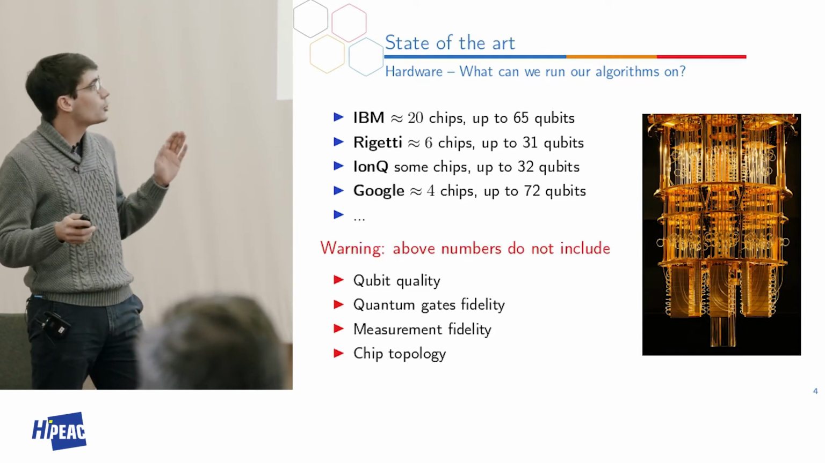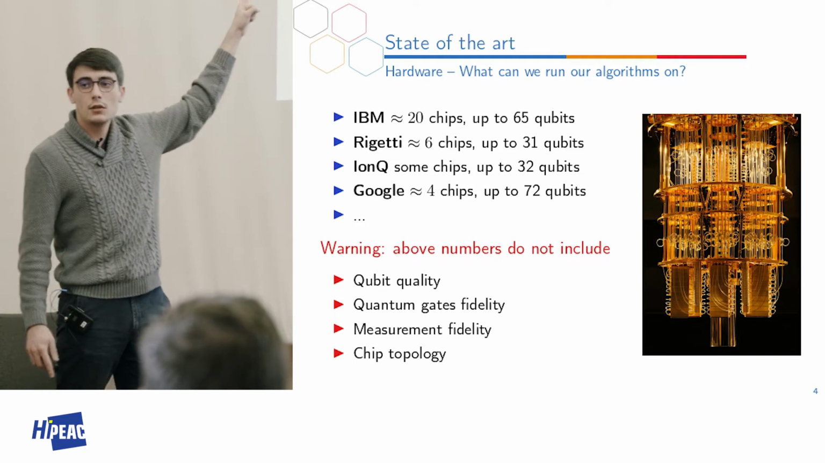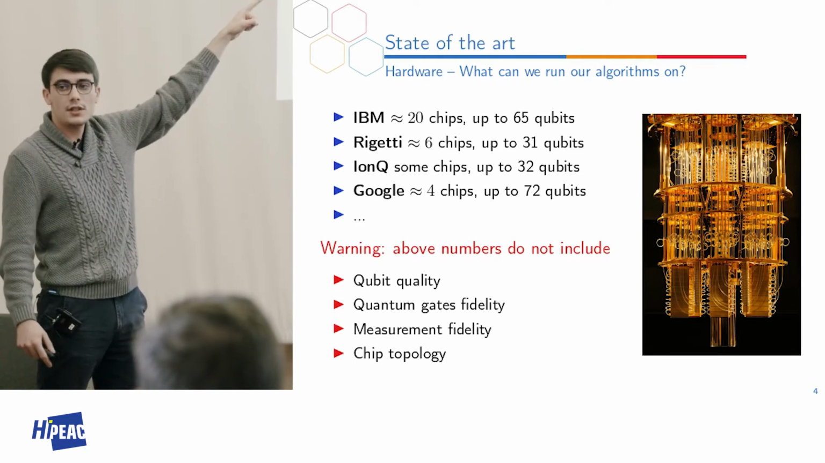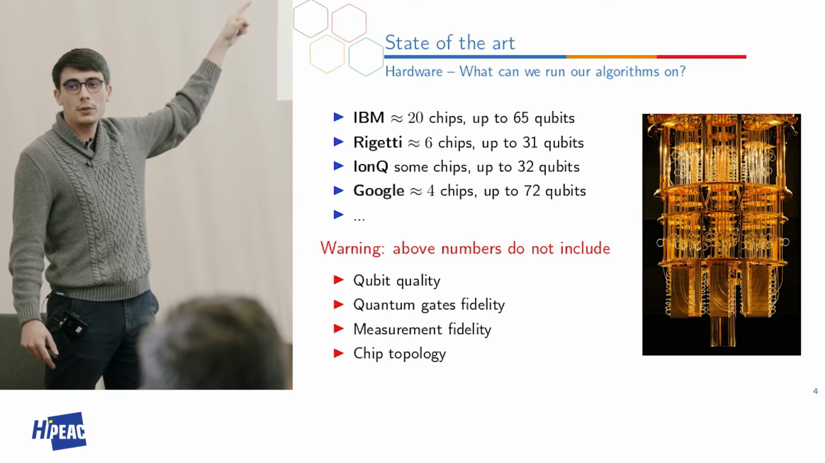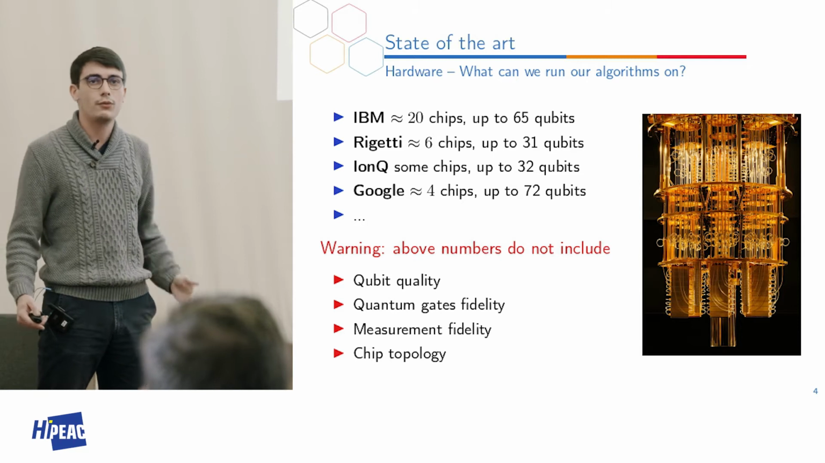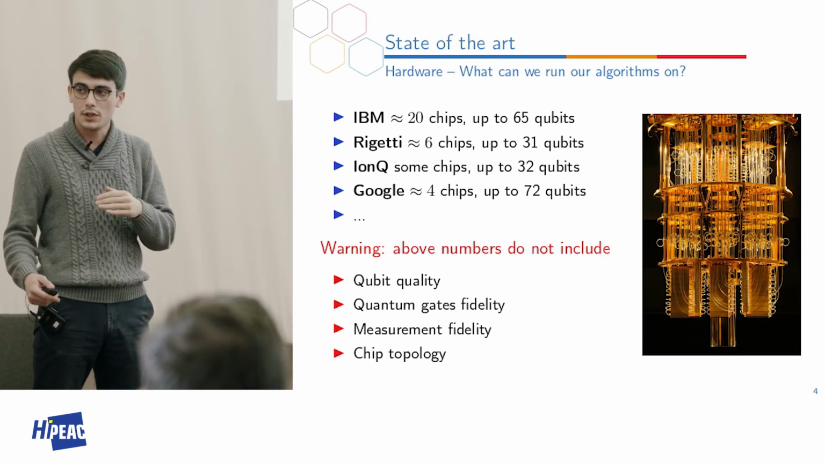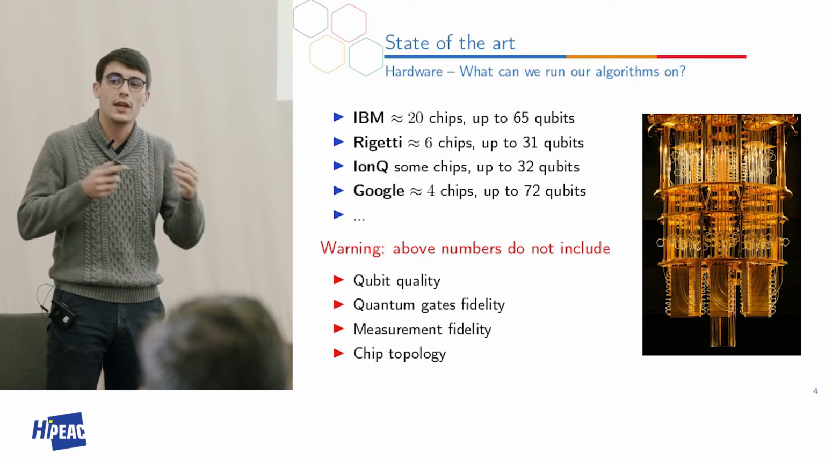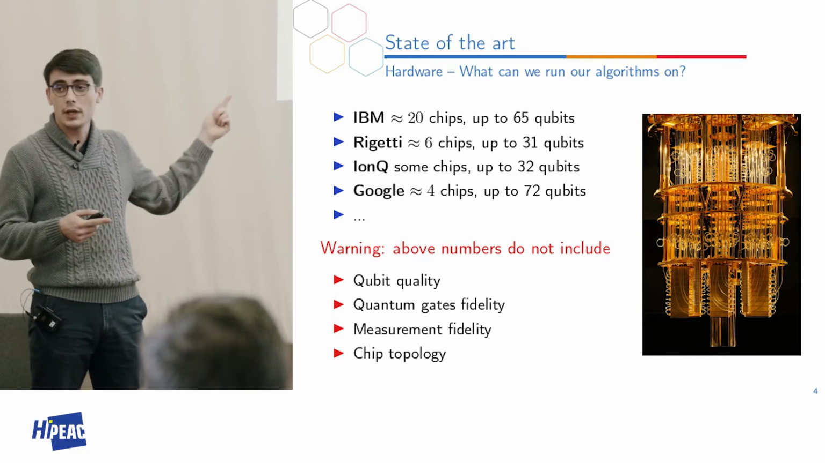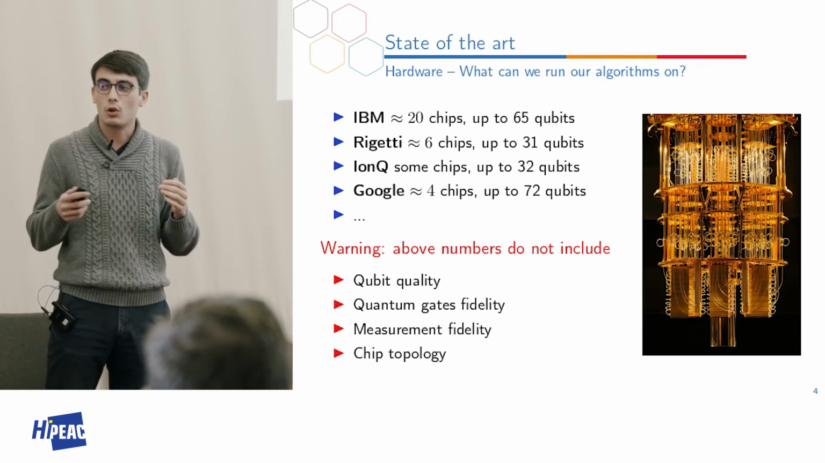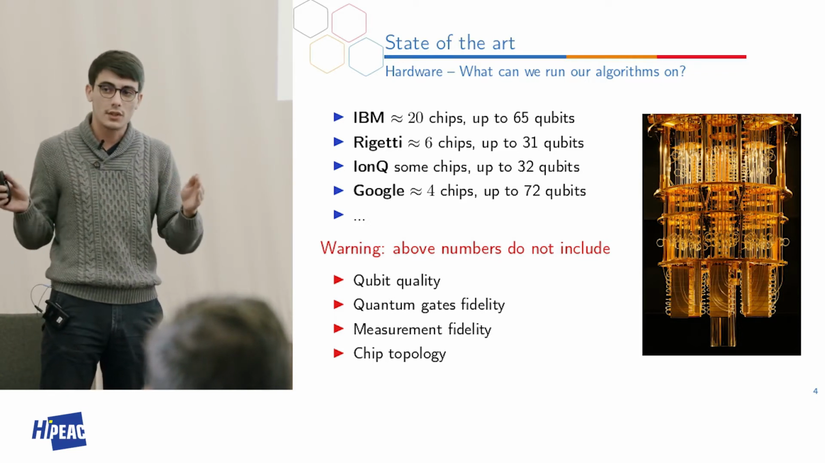And yeah, just a quick warning. Here I listed the number of qubits and the number of chips. But you can't say from this number, OK, the Google chip is better because it has more qubits. This is not true, because you have a lot more data that is important in order to assess the quality of the chip or what you can do with it. For example, error rates, or qubit quality, or the fact that your qubits stay coherent for a long time.